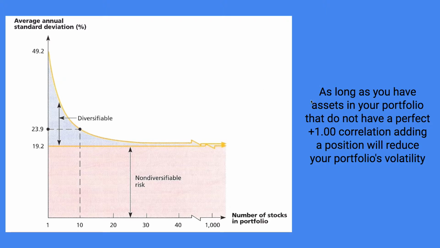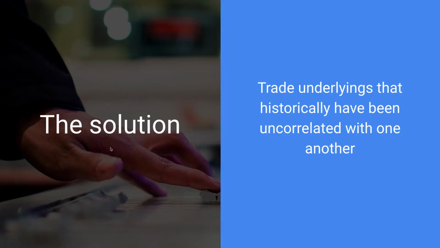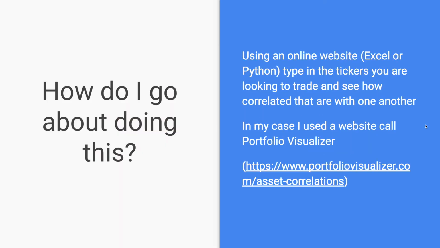If you were trading two assets that do have a perfect correlation, this graph would almost just make a straight line. And the more uncorrelated assets you have in your portfolio, the steeper this graph is going to look, and you'll be able to take advantage of decreasing the standard deviation of your portfolio. So the solution to this concentration risk is to trade underlyings that historically have been uncorrelated with one another. How do I go about doing this?